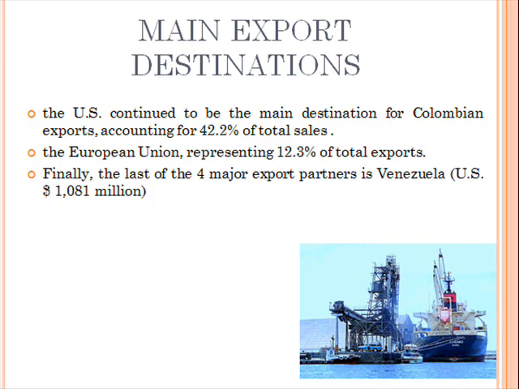Ecuador was the main partner and represented 47.2% of those exports, while exports to Peru and Bolivia grew by 45.8% and 16% respectively. China was another important destination for Colombian exports, accounting for 5.9% of the total, or $1.67 billion, which amounts to a growth of 224%, with sales of coal, petroleum, and its derivatives being the main factors. Finally, the last of the 4 main export partners was Venezuela, which accounted for $1.1 billion.